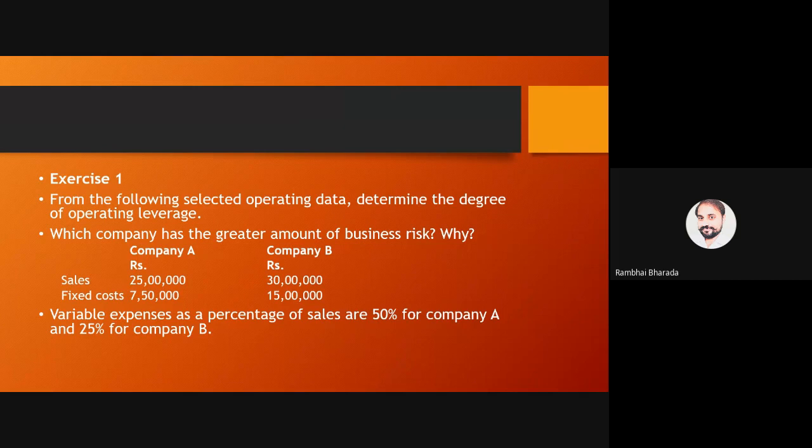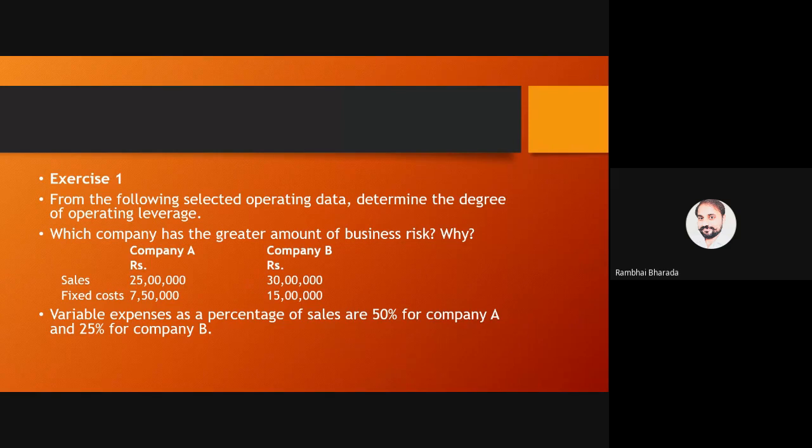Contribution of company A. Tell me the contribution for company A. It's 12 lakh 50,000. Very good. Upon profit of company A, 5 lakh. Very good. Tell me the final answer. 1250 upon 5. 2.5. Very good.